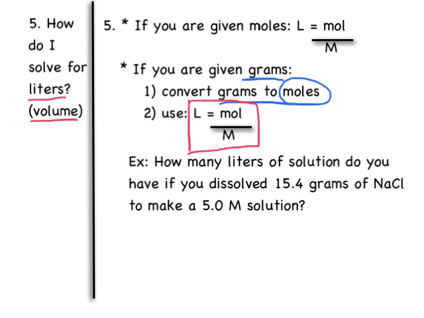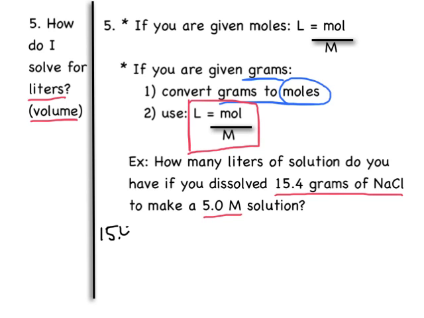All right, so let's see how this works. In this example problem, it says, how many liters of solution do you have if you dissolved 15.4 grams of NaCl to make a 5 molarity concentrated solution? So let's take a look. In this one, remember we're given grams of NaCl. So if we're given grams, the first step is to convert it to moles.